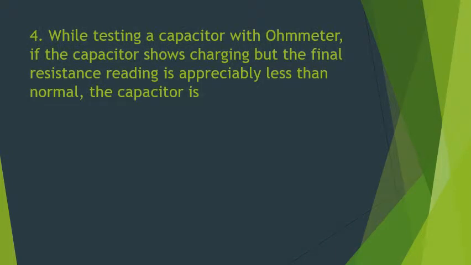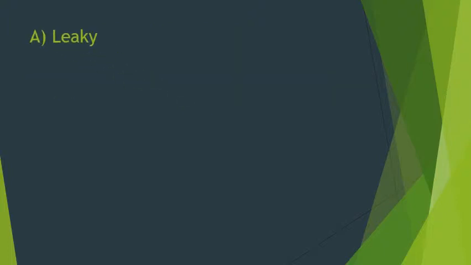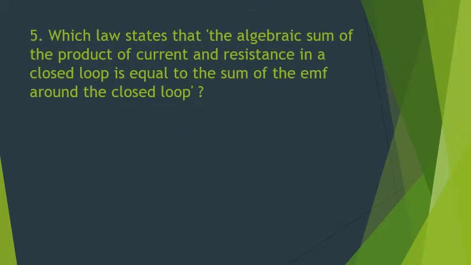4. While testing a capacitor with an ohmmeter, if the capacitor shows charging, but the final resistance reading is appreciably less than normal, the capacitor is: A. Leaky, B. Open-circuited, C. Short-circuited, D. Satisfactory.